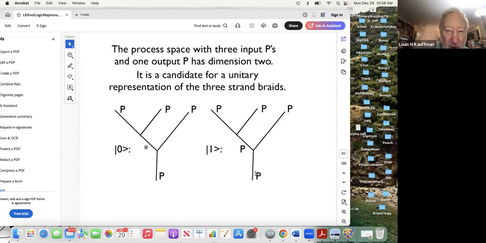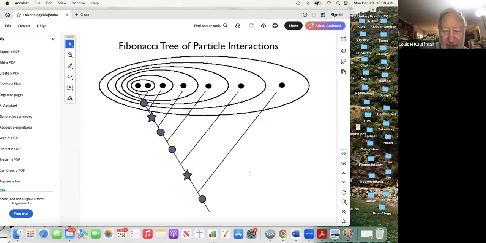I can consider all the sequences that I can get out of a given tree structure. This is the picture I had in mind. So here's a big tree structure, just hierarchical. First I interact these two, then I interact with this, then I interact with this, then I interact with this, and so on.